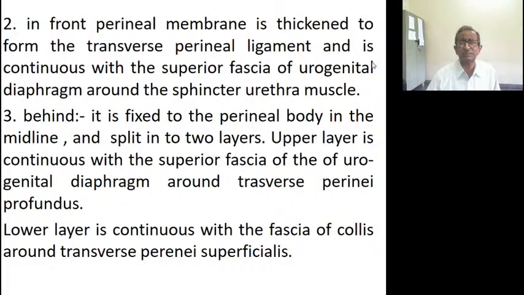In front, the perineal membrane is thickened to form the transverse perineal ligament and is continuous with the superior fascia of the urogenital diaphragm around the sphincter urethrae muscle. So, as I told you, this anterior part of the urogenital diaphragm is closed because the superior fascia merges with the perineal membrane. Behind, it is fixed to the perineal body in the midline and splits into two layers. The upper layer is continuous with the superior fascia of the urogenital diaphragm around the transverse perineal profundus, whereas the lower layer is continuous with the fascia of the perineum around the transverse perineal superficialis.